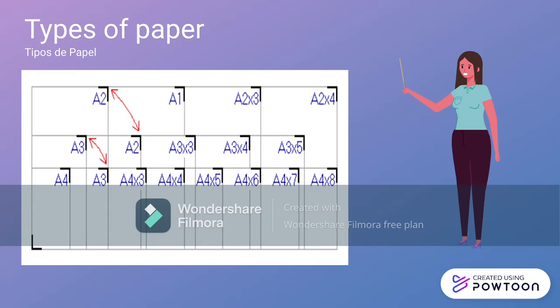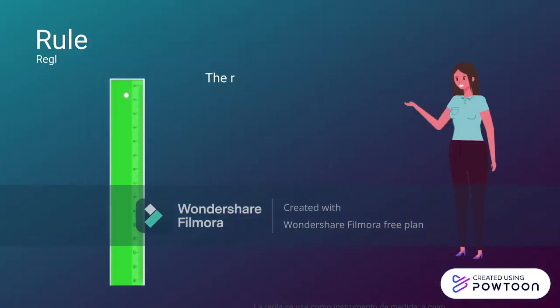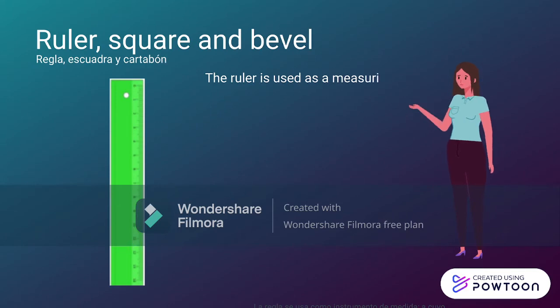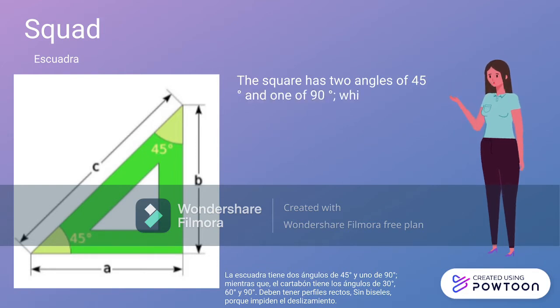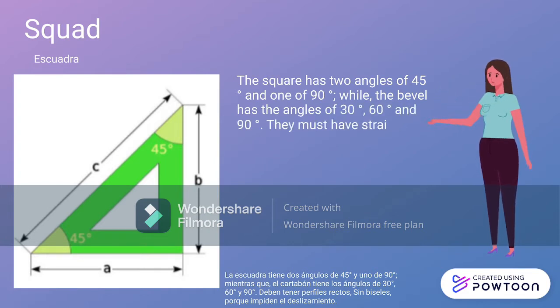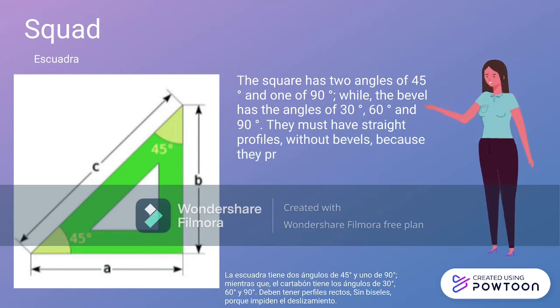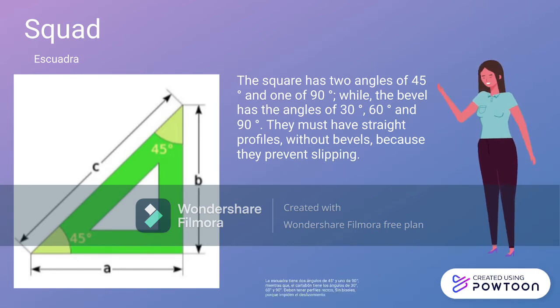millimeter, isometric, etc. Ruler. The ruler is used as a measuring instrument, for which purpose it must be graduated. Square. The square has two angles of 45 degrees and one of 90 degrees, while the bevel has angles of 30 degrees, 60 degrees, and 90 degrees.